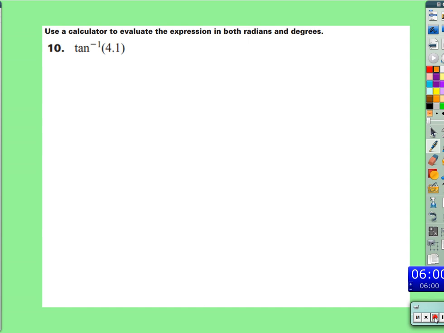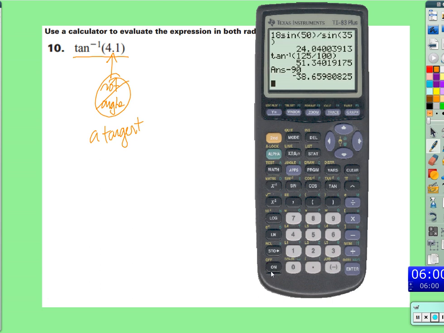The thing that I'm trying to avoid is that you think that this means tangent of 4.1. What I really want you to know is that this is not an angle. This is a tangent. It's the value of the tangent of some angle, and you're going to find that angle. To do that, of course, we just use our inverse tangent. It looks exactly like the screen over there. Inverse tangent of 4.1. What angle has a tangent of 4.1?